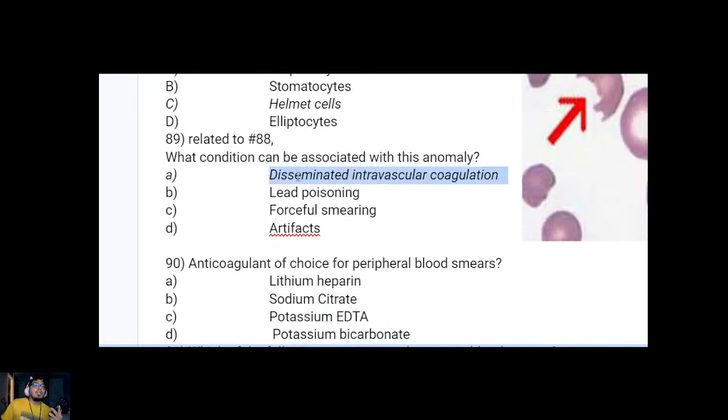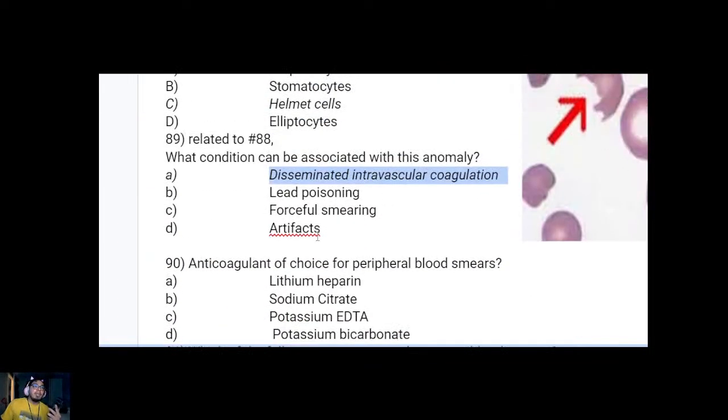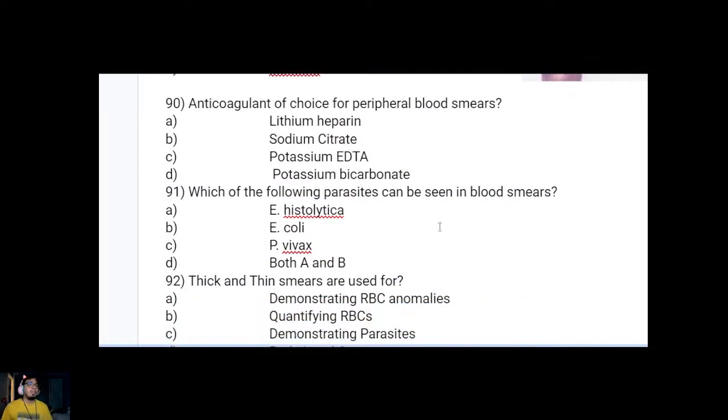Never would you see this in disseminated intravascular coagulation, because you would never see those cells in the ones that I mentioned before. It's these cells that you see, which is the hallmark of disseminated intravascular coagulation. All right, anticoagulant of choice for peripheral blood smear, it's still potassium EDTA, class.